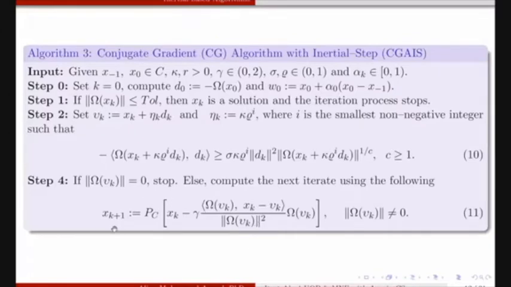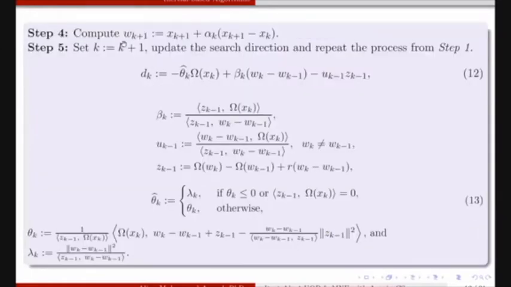So by computing this, we now have three previous iterates: x minus 1, x0, and x1. Using that, we are going to compute w k plus 1, which is equal to x k plus 1 plus alpha k times x k plus 1 minus s k. So computing this, we can now compute our search direction.